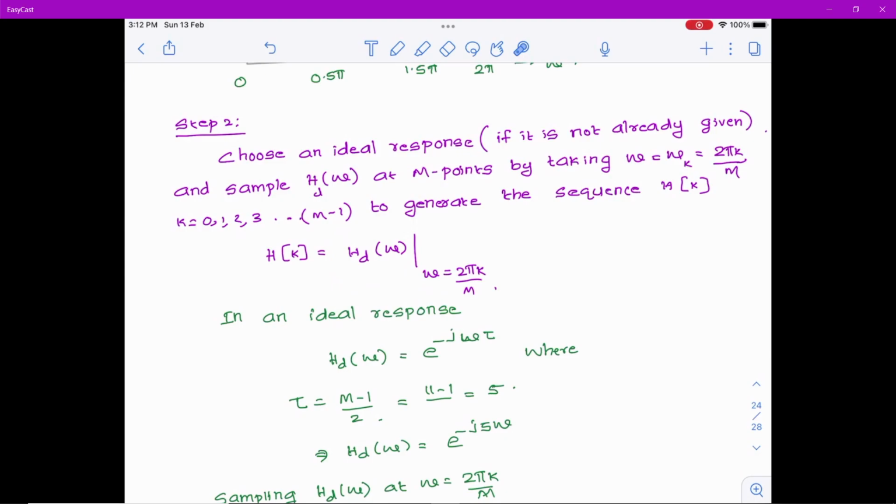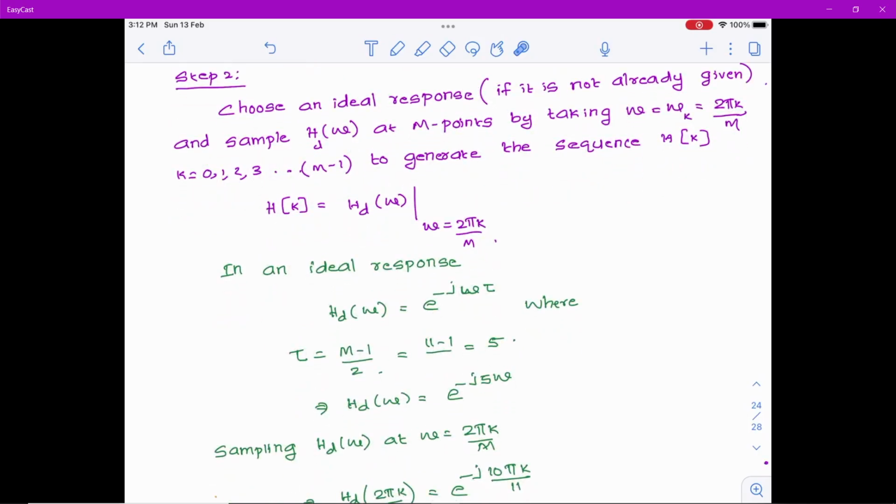You are going to consider only the frequencies at k equal to 0, k equal to 1, etc. Okay. Now, what is the ideal response? We have already seen. To design an FIR filter, the phase response should be linear. So an ideal FIR filter will be like Hd of omega equal to some constant into e raised to minus j omega tau. This is our ideal FIR filter.